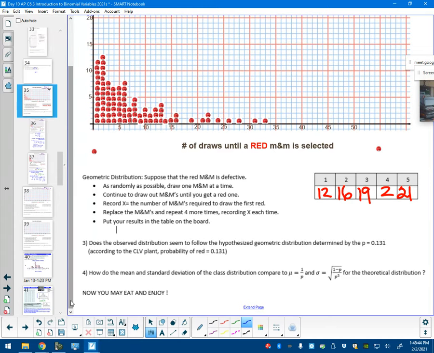Was the probability close? Let's see. The proportion of greens out of 1557 was what? 227?